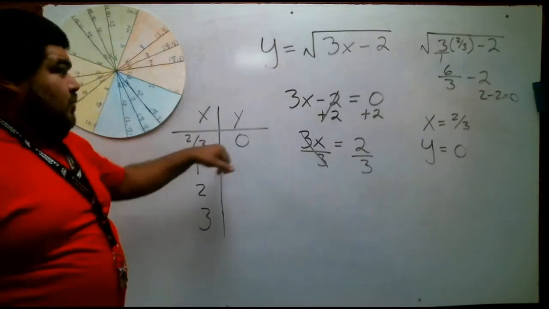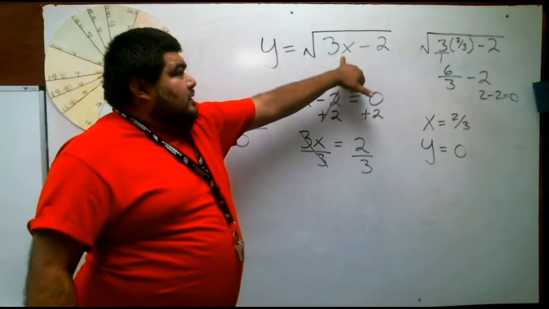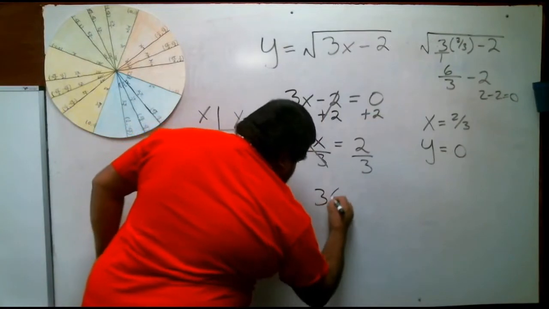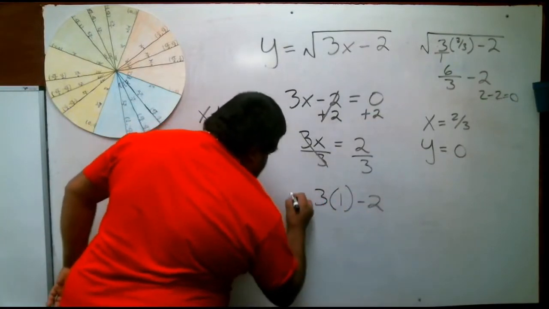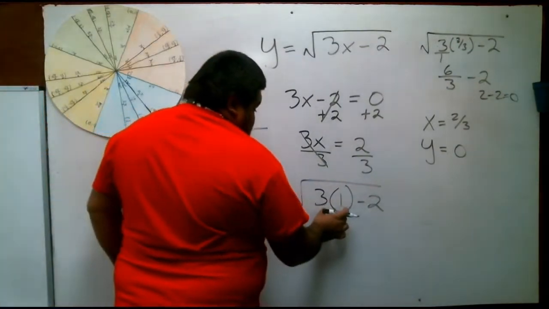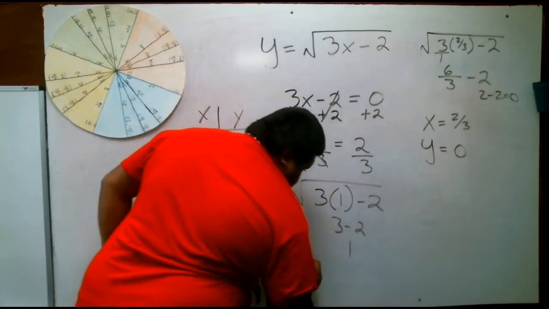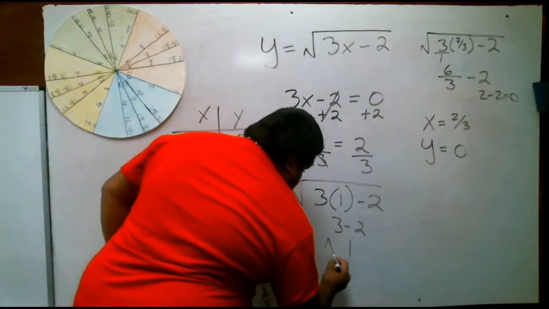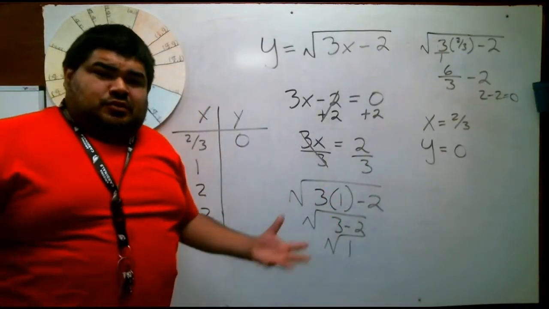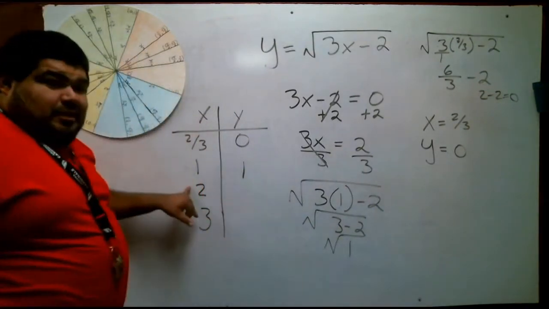So I have a 1, we're going to plug it into the original equation, okay? We have 3x minus 2. So instead of the x, now we're going to have 3 times 1 minus 2 inside the radical. Now that we have that, 3 times 1 is 3, minus 2 equals 1, right? Because 3 minus 2 is 1. 1 is inside the radical, remember. So the radical of 1 is just 1, right? So we have 1. Then we do the same thing for the 2.